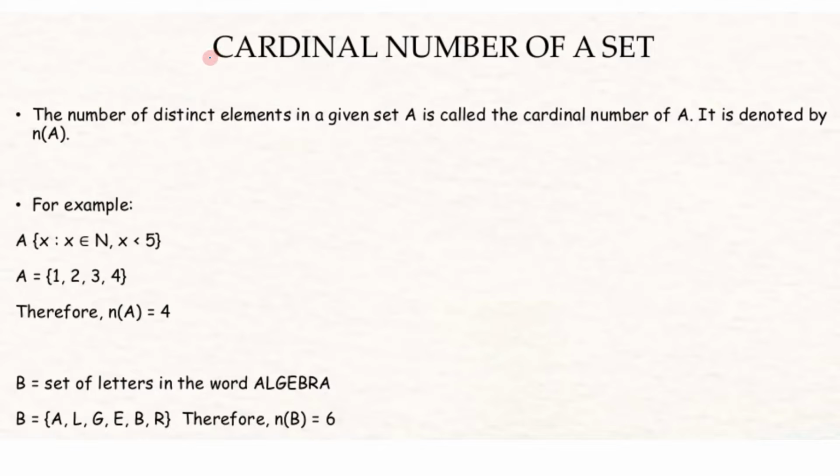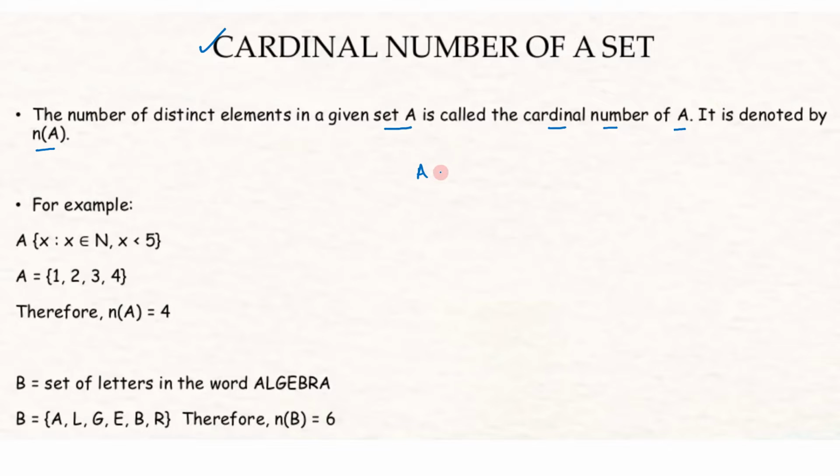So today in this video we are going to discuss another concept regarding set theory. This concept is called cardinal number of a set. So what do we mean by cardinal number of a set? The number of distinct elements in a given set A is called cardinal number of A. It is denoted by n of A. So cardinal number of a set simply means the number of elements in a given set.